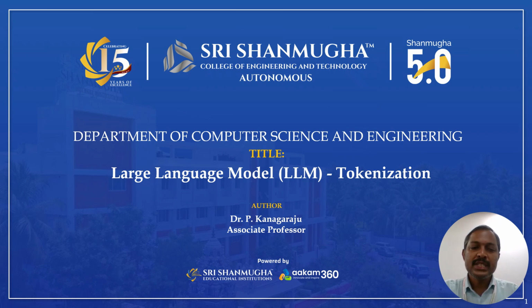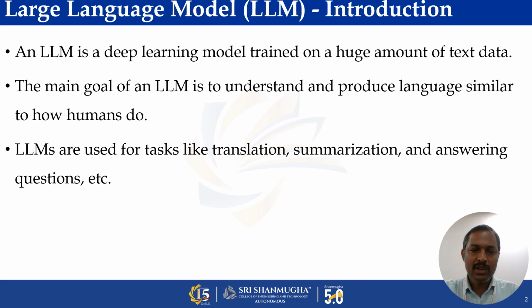Now we are going to discuss a concept called tokenization in large language models. So we will start with the introduction of large language models. An LLM is a deep learning model trained on a huge amount of text data. The main goal of an LLM is to understand and produce language similar to how humans do. LLMs are used for various tasks. Some of the tasks are translation, summarization and answering questions, etc.